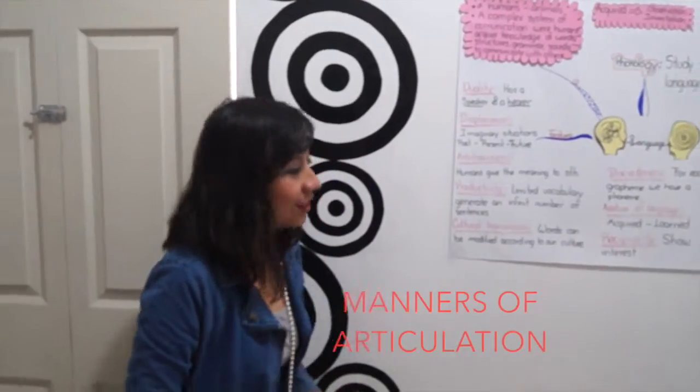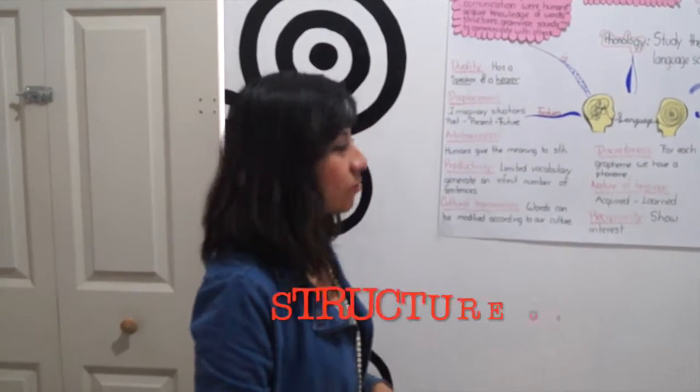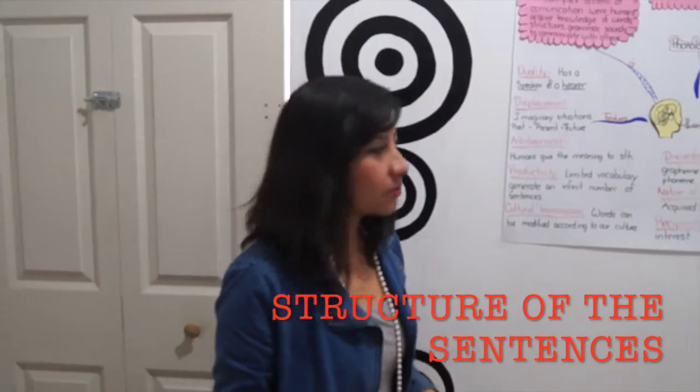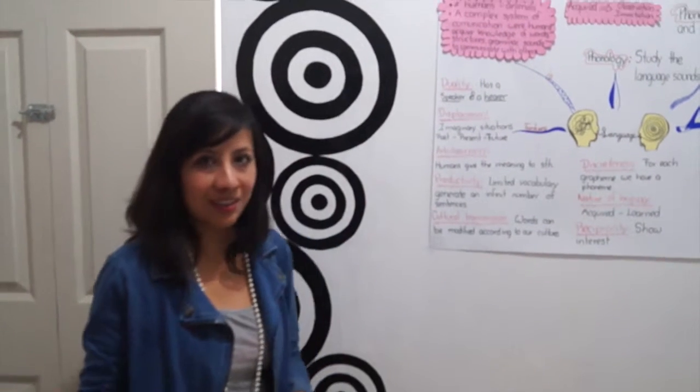To have a good language, we need to know the places of articulation, manners of articulation, language features. We also need to know about the structure of the sentences. In this way, we will have not just a good spoken language, but also a good written language.